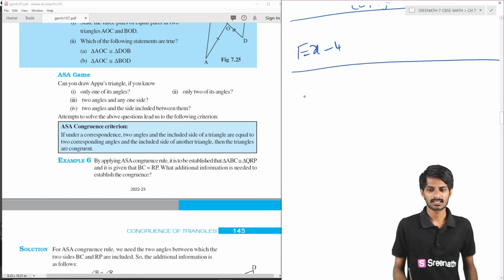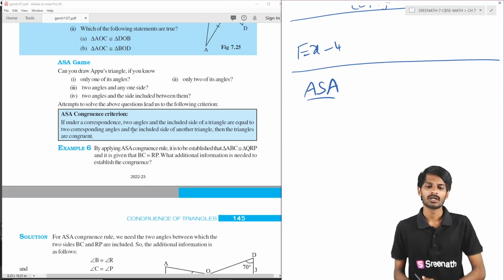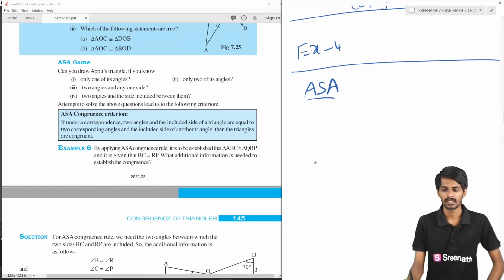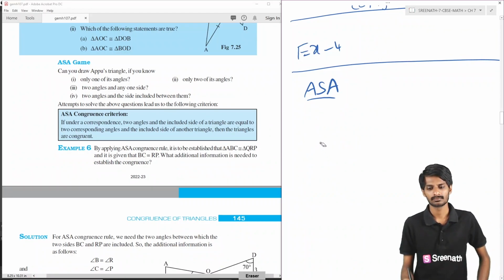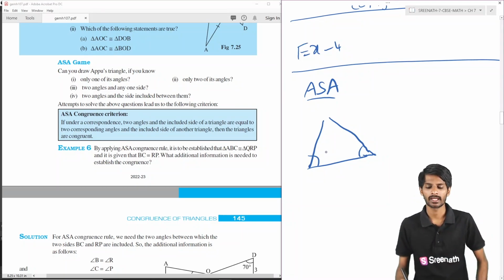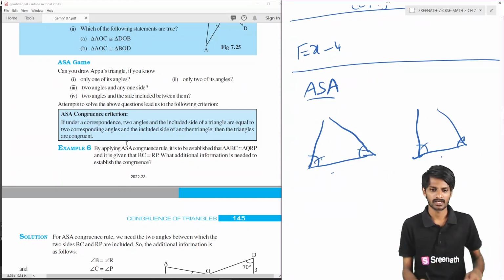Next, students, is the ASA criterion. So what does the ASA criterion tell us? If under a correspondence, two angles and the included side of a triangle are equal to those of another, that is, if these two angles are equal in the triangles and the included side length is also equal, then the two triangles are congruent, friends. In this case the triangles are congruent.